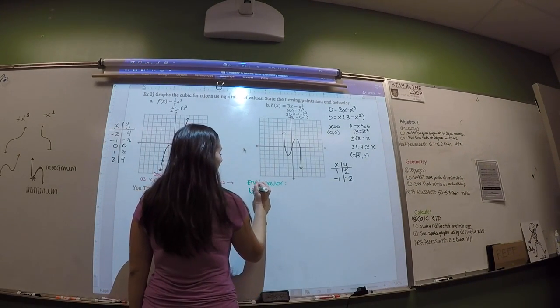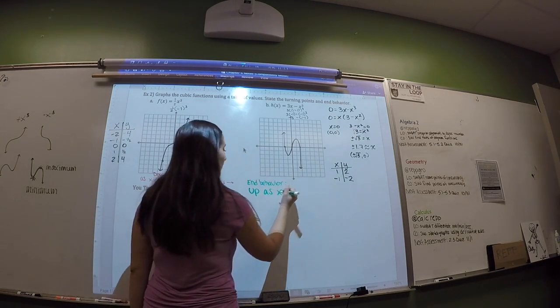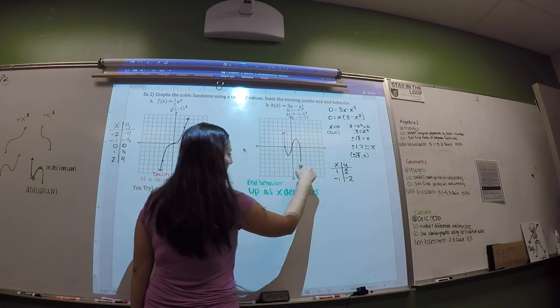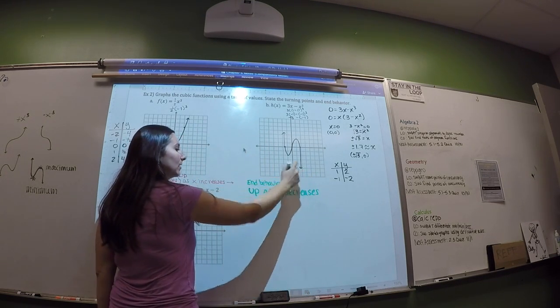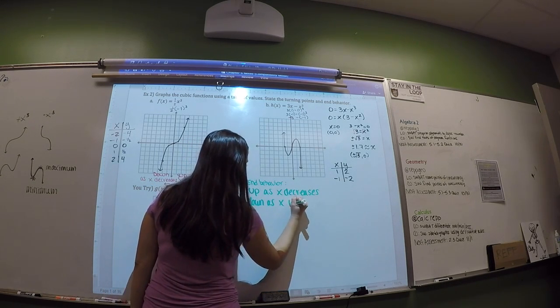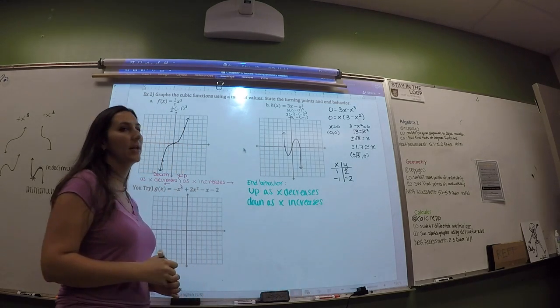Okay, so it is going up as x decreases. Okay, what is this end doing? Going down. Okay, so it's down as x increases. So that's your end behavior.